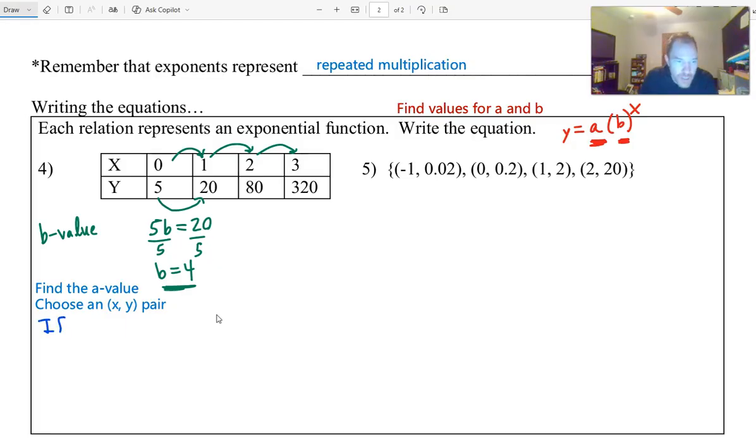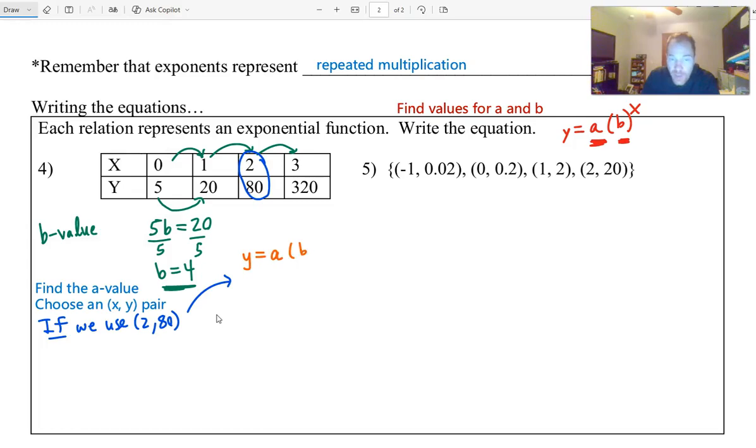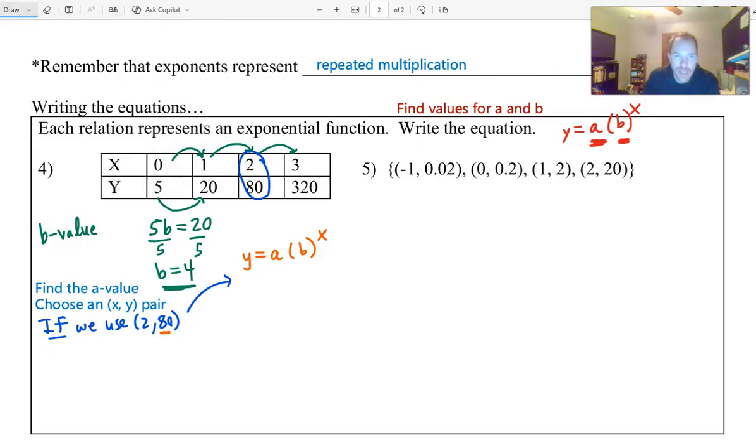I'm going to choose, just because my cheat sheet says this, 2 and 80. So if we use 2 and 80, and don't worry, I'm going to check this, here's what that looks like. So I've got my general equation, y equals A times B to the power of x. I'm going to temporarily use a y value of 80. That was my choice. If someone else decided they wanted to use 3 and 320, they'd use a y value of 320. Someone else said, I want to use 1 for x, 20 for y, they'd put in a 20 here. Or you want to use 0 for x, 5 for y, they'd put in a 5. But I'm choosing 80 for my y value. I'm choosing that 2 and the 80.